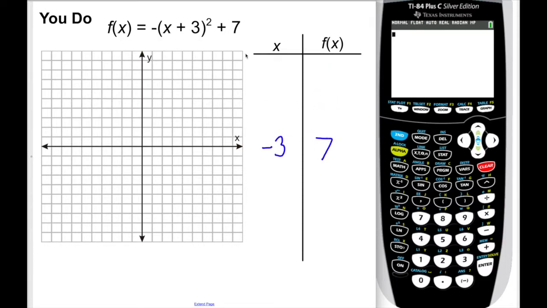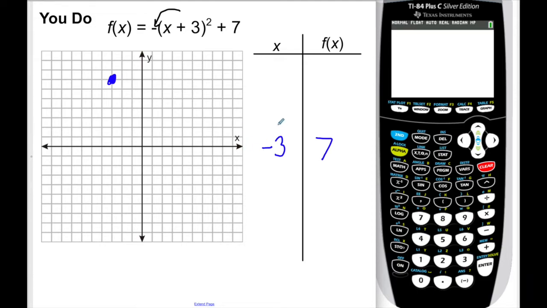Now I'm going to do the non-vertex points in a different color. Okay? So I've got -3. Now, based on this formula, should this graph point up or should it point down? It's going to point down based on the negative. Okay? So now I'm going to plug in 2 numbers around it. What are the 2 numbers that would be good? Ooh, and I don't want +3, 7. I want -3, 7. That makes a big difference. Okay, so there we go.